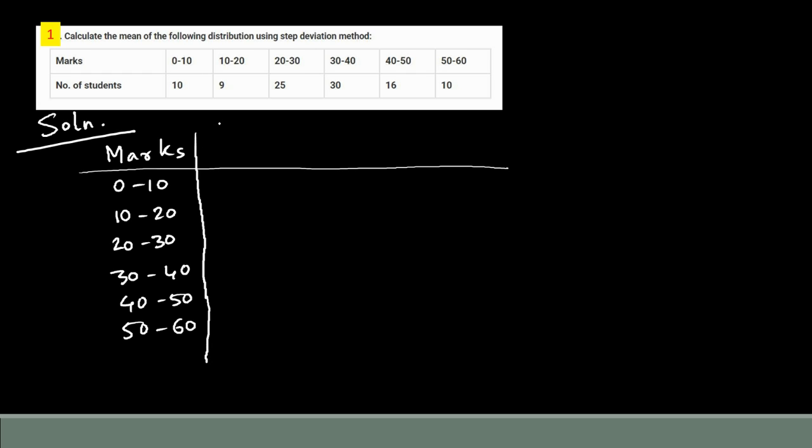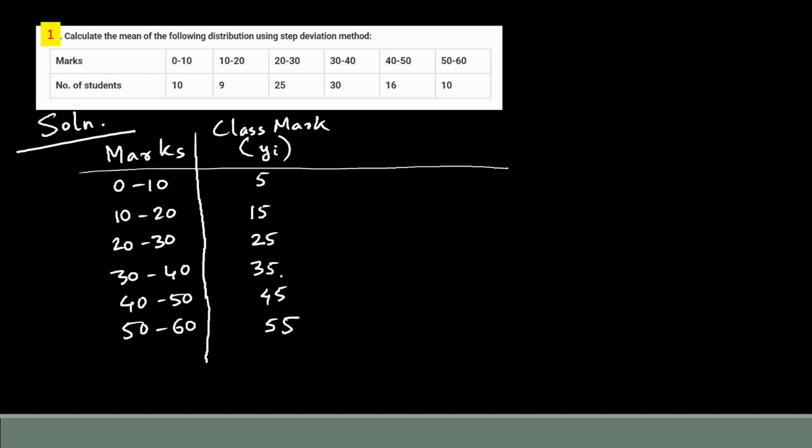This is the marks they gave us. And the class mark, which is yi, the midpoint basically. This will be 5, 10 divided by 2 is 5. This is also 15. This is 25. The middle point between 20 and 30, you have to find, 30 and 40, the middle point is 35. 40 and 50, 45. 50 and 60, 55. Okay, so you found out the class mark.